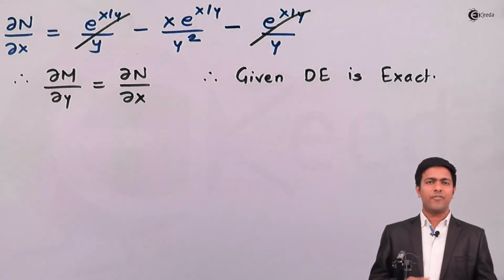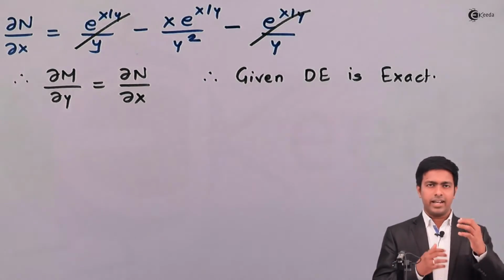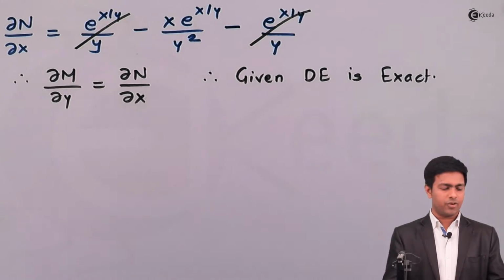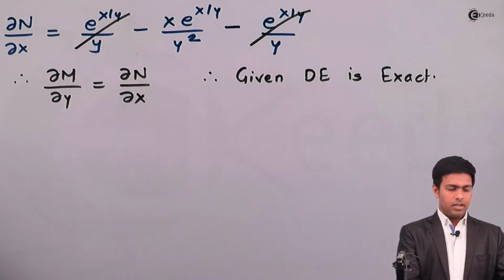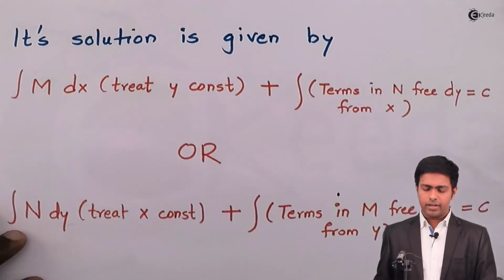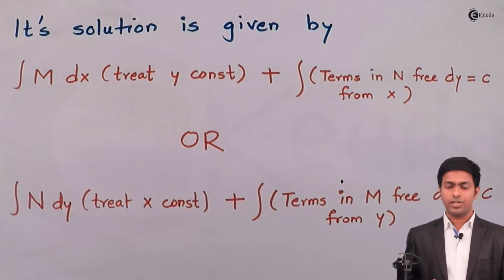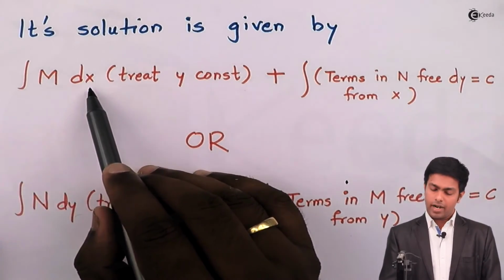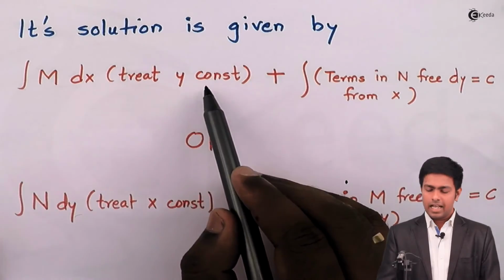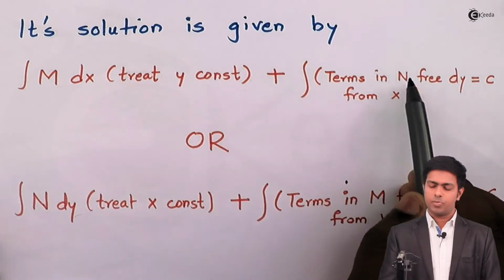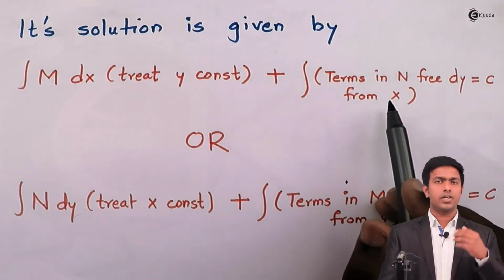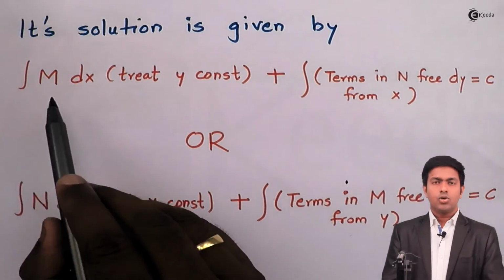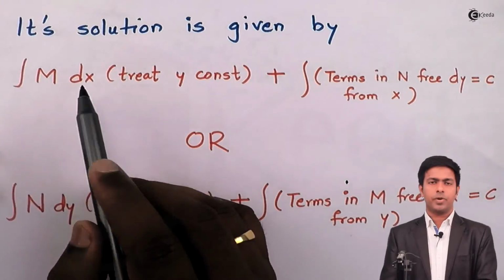Now since the given differential equation is exact, we can get the solution of this differential equation by the method of exact differential equation. So this is the formula to get the solution of an exact differential equation. It says we have to integrate m with respect to x by treating y terms as constant, and then we have to integrate n with respect to y by considering only the terms which are free from x. So let's apply this. First I'll integrate m with respect to x.